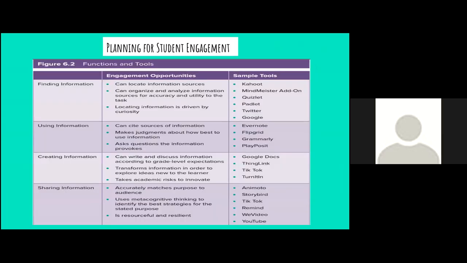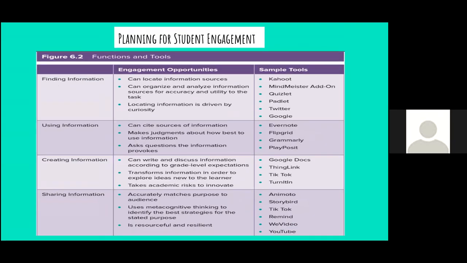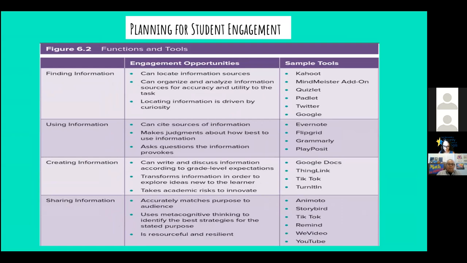So most of these you've already seen, the sample tools. I think most of them you should be familiar with by now. So how's planning going for you so far? I'm sure since March or April, you've seen a lot of these, the tools that have been listed, and you could add to the list. But have you thought of aligning those tools specifically to the functions and types of engagement opportunity that you're planning for? Like finding information and the sample tool that you can use for that, or using information, how you're addressing that with students, creating information, sharing information. So actually being intentional in what you're using for the engagement opportunities that you're seeking from your students.